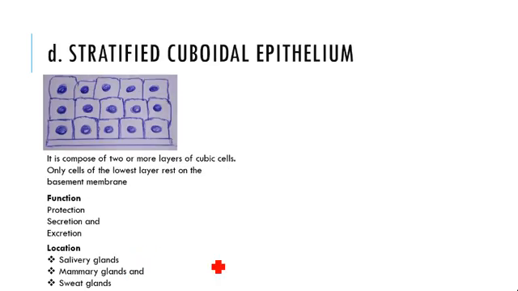Stratified cuboidal epithelium, they are really not that common. They carry out protective, secretory, and excretory function, located mainly in the salivary glands, mammary glands, and sweat glands.